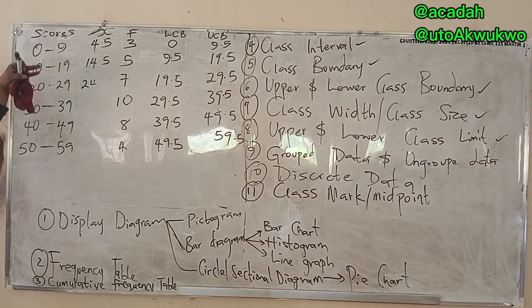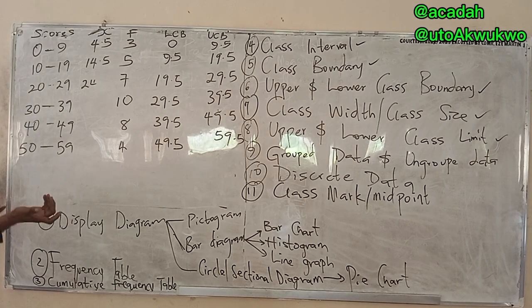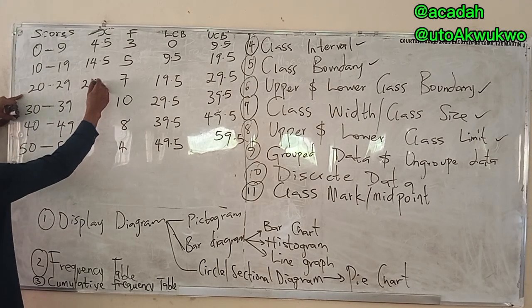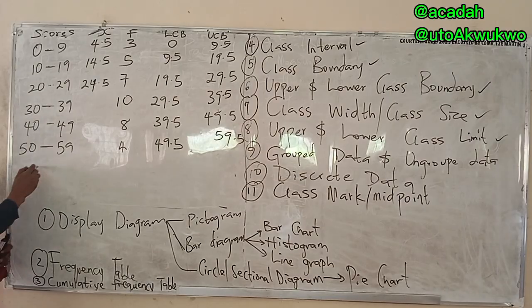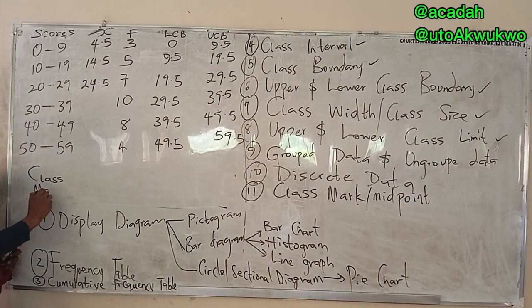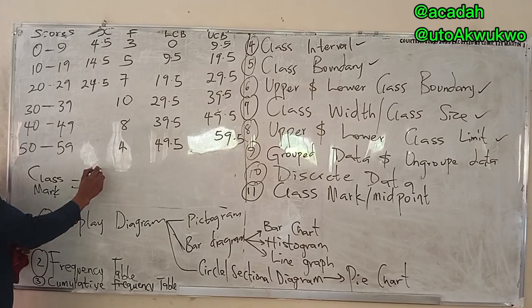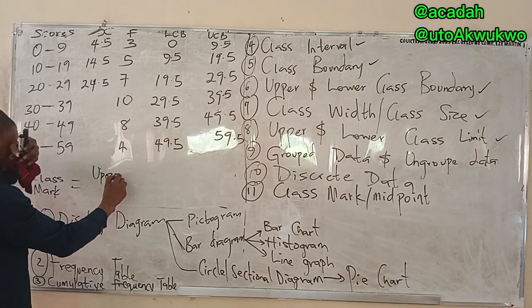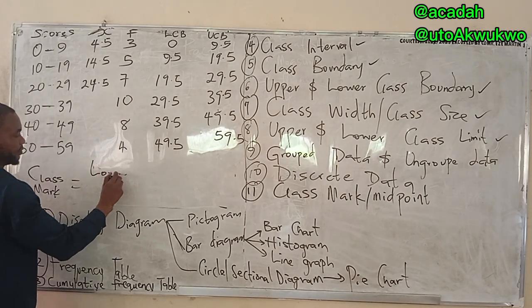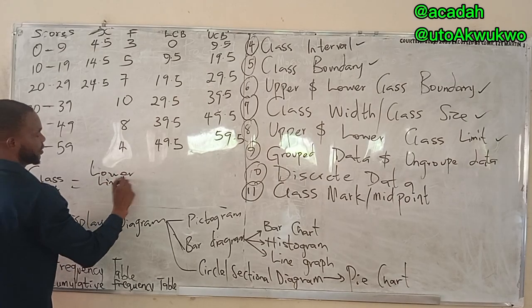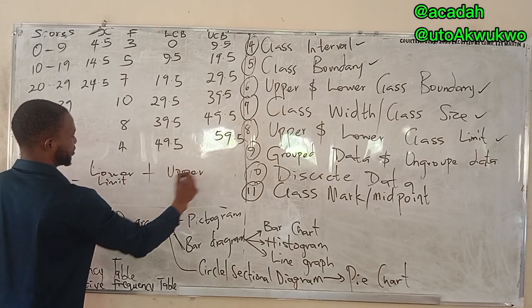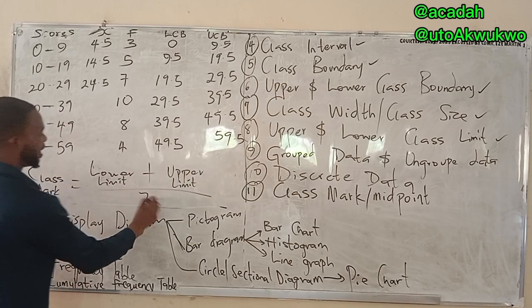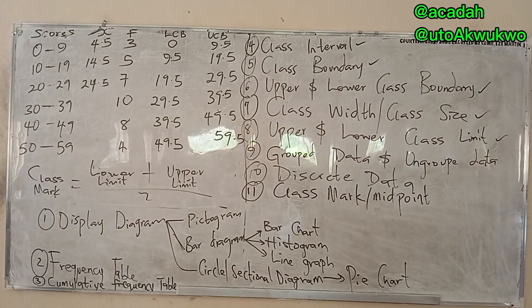Since their class width is the same, since their class size is the same, 9, because this minus this is simply 9, I can just say, since they are the same, divide by 2, then add to the lower class limit. Or we simply note that class mark is given by a formula: lower limit plus upper limit, divided by 2. So that's the formula. So note that.